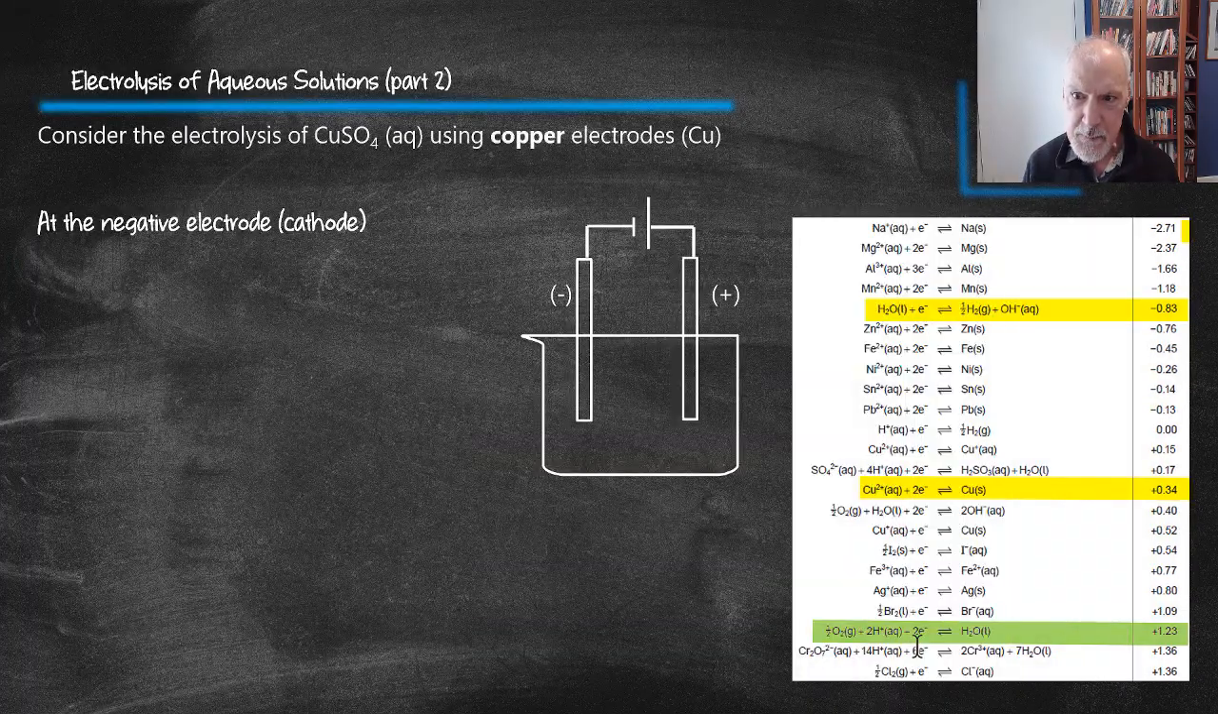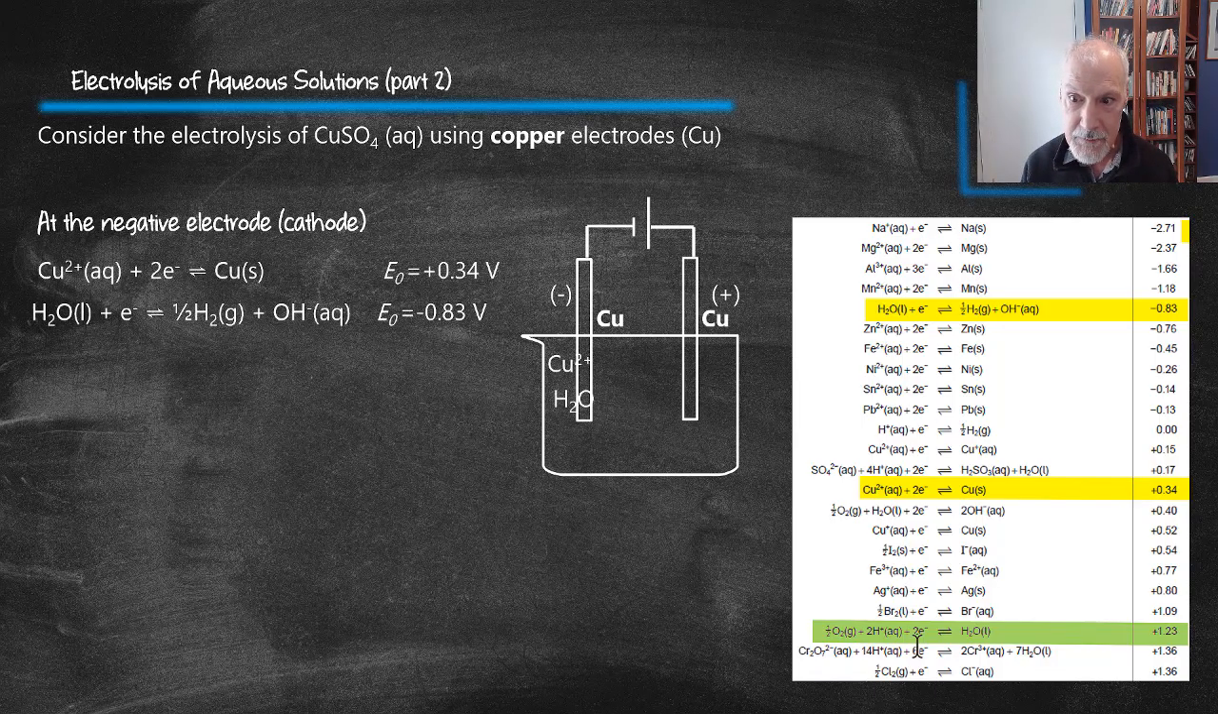Let's now replace those platinum electrodes with copper electrodes. So I'll list them here on the diagram. At the negative electrode, we still have our same two reactions as we had before. But there's a third reaction to consider here. What about the copper itself? Well, copper is a metal, and metals aren't likely to gain electrons. They're far more likely to lose them. So we don't have to worry about it in this case. So there's the one with the highest potential.